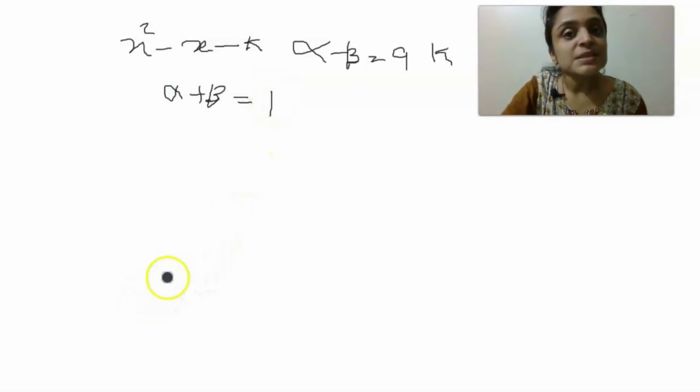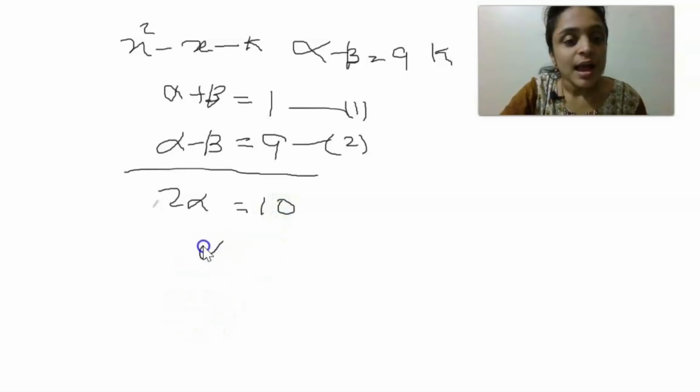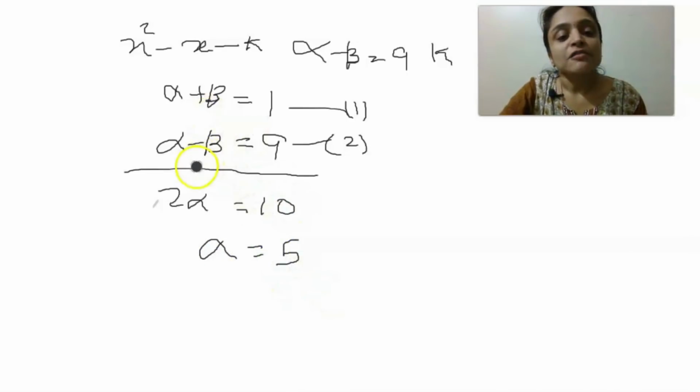So alpha plus beta equal to 1 and alpha minus beta equal to 9. Now let us consider this as first equation and this as second equation. Adding these two equations, 1 plus 2 gives 2 alpha equal to 10. So what is alpha? Alpha equal to 10 by 2 equal to 5. And alpha plus beta equal to 1. So what is beta?